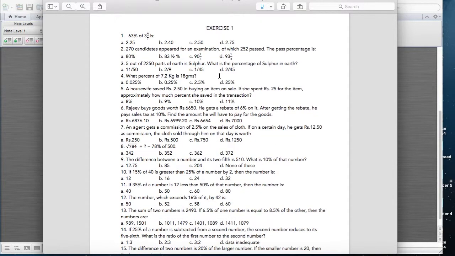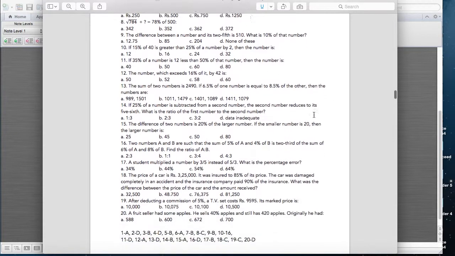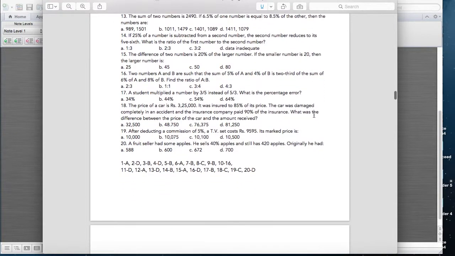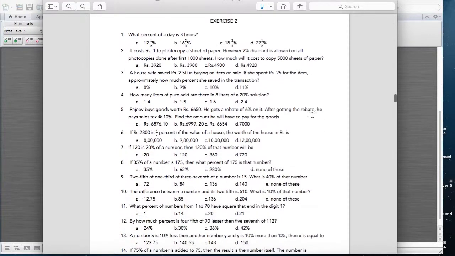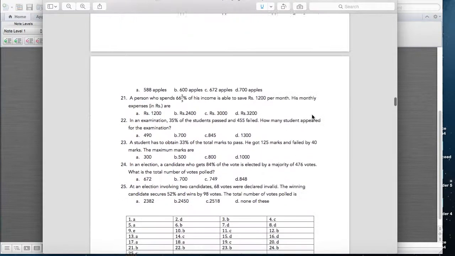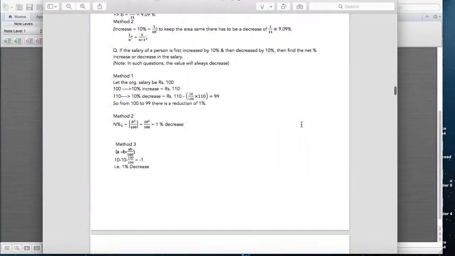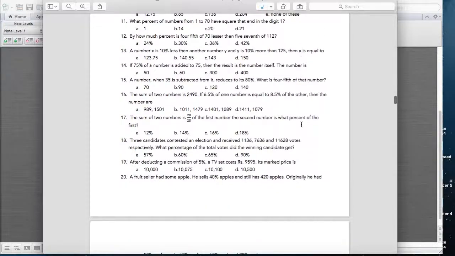There are a few questions which you can solve. We have given 2 exercises in the booklet. You can solve these questions on the basis of the methods I've taught you, and we'll discuss everything in the class.